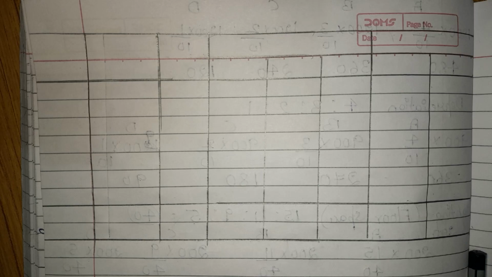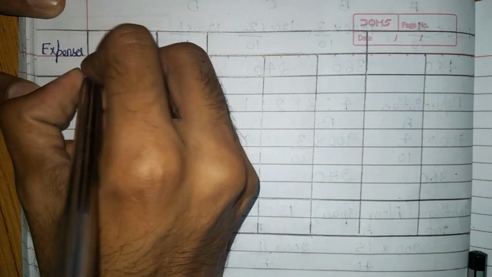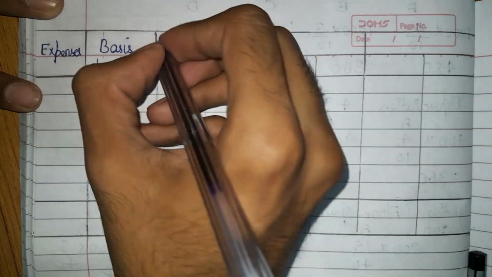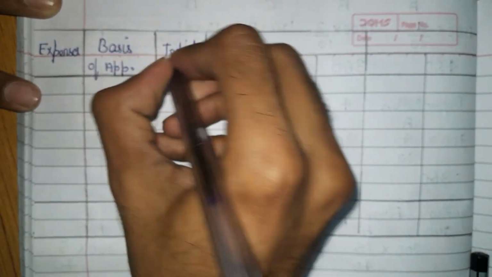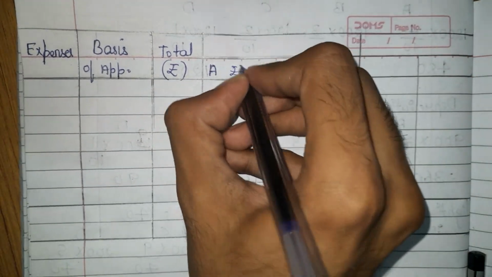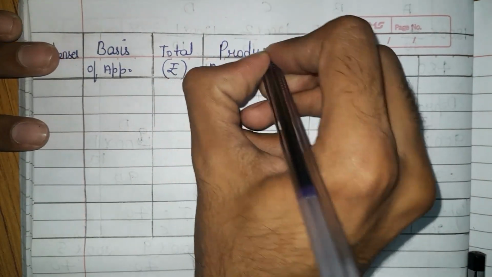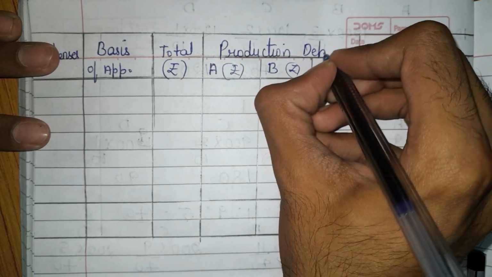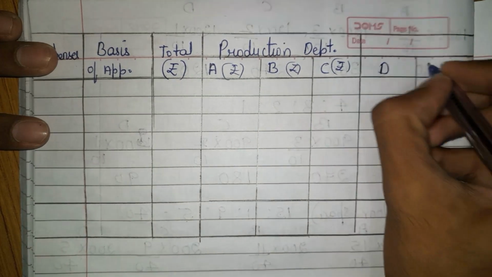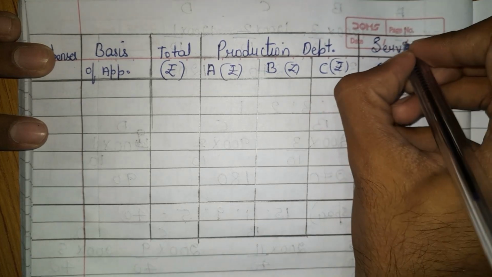Now let us see how to solve this problem. See here, this is a format. The first column is the expenses, whatever they have given, we will write it here. The second thing is the basis, on what basis you will apportion it, meaning divide. Then this is the total of expenses, which we will write in rupees. Then we have three departments, A department, B department and C department. All of these A, B and C are production departments, so I'll mention production department here. Then I have D and E. D and E both are service departments.